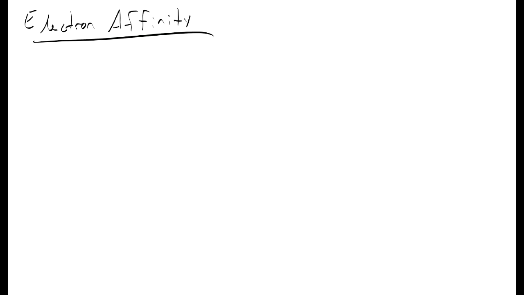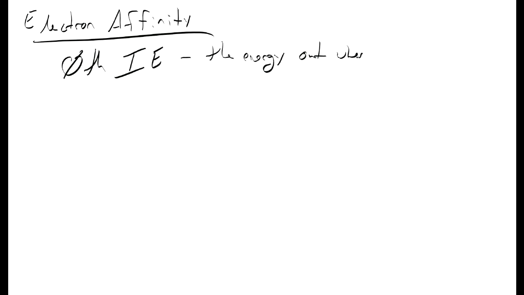And next up, we talk about electron affinity, also known as the zeroth ionization energy. This is the energy that's released when you add an electron.